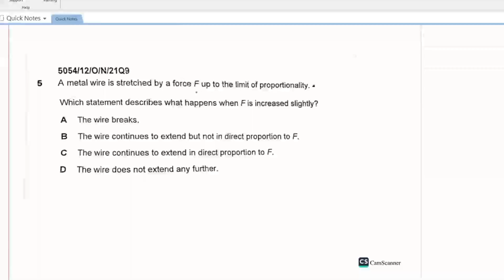A metal wire is stretched by a force up to the limit of proportionality. Describe what happens when F is slightly increased. If you increase F beyond the limit of proportionality, what will happen? Your graph of force versus extension will start to curve. It will no longer remain linear. Does the wire break? No. The wire continues to extend but not in direct proportion to F. Yes, this can be my answer.